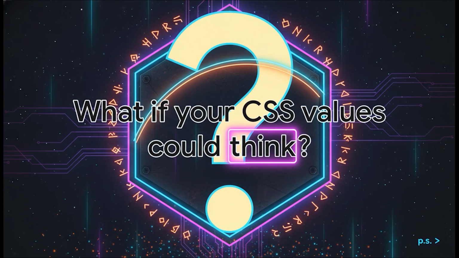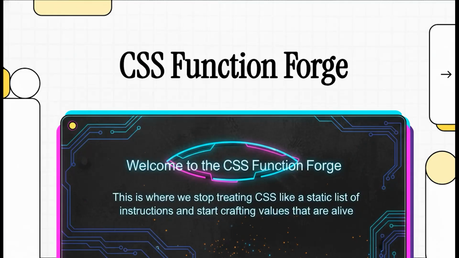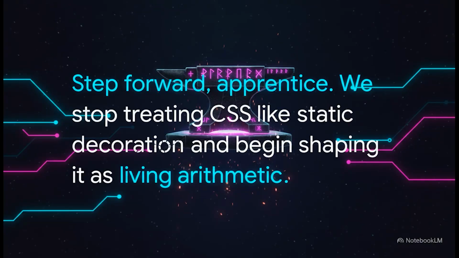Okay, let's just jump right in with a question. What if your CSS values could think? What if they could actually calculate things, adapt on the fly, and even protect themselves from breaking? Well, welcome to the CSS Function Forge. This is where we stop treating CSS like some static, boring list of instructions, and we start crafting values that are truly alive. So, step right up, apprentice.